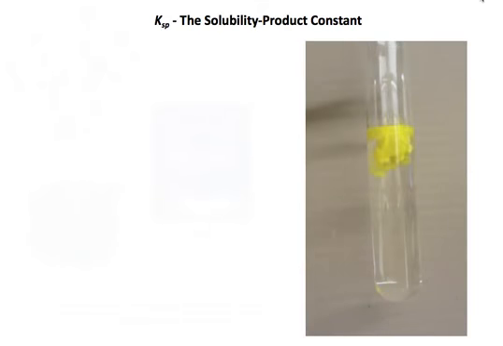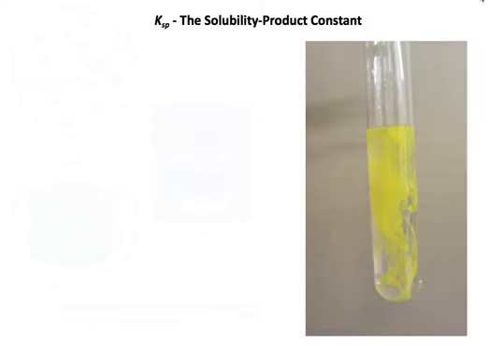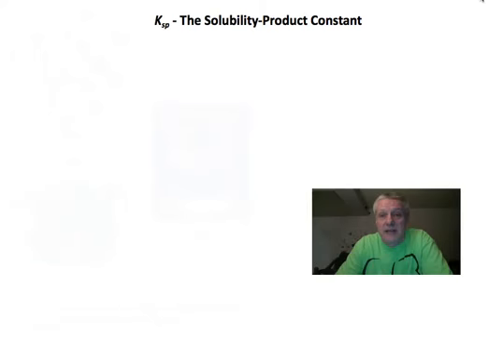Okay, starting with this video then. I've added a drop of one solution into another solution, and lo and behold, I get this yellow precipitate forming. That's the solid that's falling out of solution here. That's the topic of this video: solubility, and particularly something known as the solubility product constant, or Ksp.